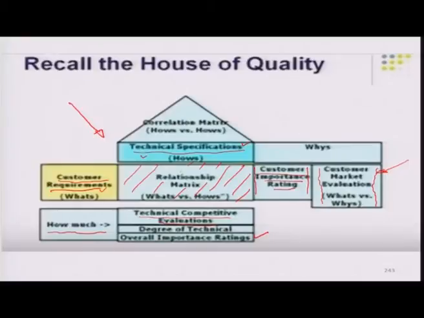And then we can evaluate the degree of technical maturity of, again, our organization or our process with respect to the competitor's process. So all this, with a correlation matrix about the different technical specifications and their associated correlations, which is available in this roof part, formulates what we call the house of quality.